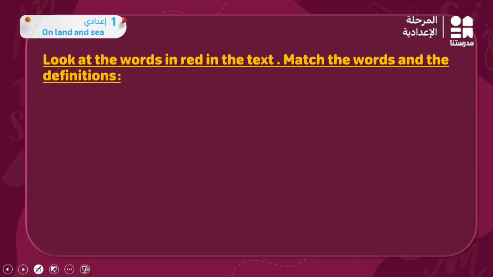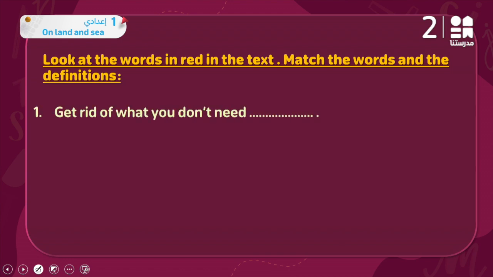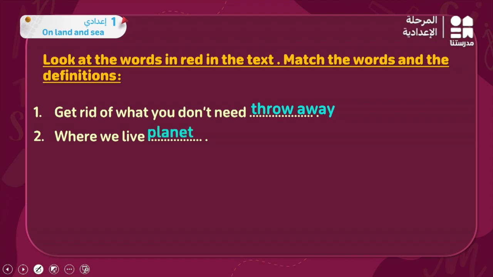طيب look at the words in red in the text. Match the words and the definitions. Get rid of what you don't need. احنا قلنا get rid of what you don't need. ان احنا نتخلص من حاجة مش محتاجينها. Of course to throw away. تمام. بعد كده where we live، احنا بنعيش فين؟ exactly planet. on the planet Earth، بنعيش على كوكب الأرض.